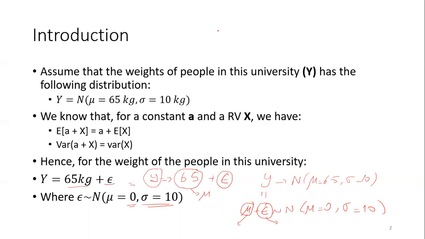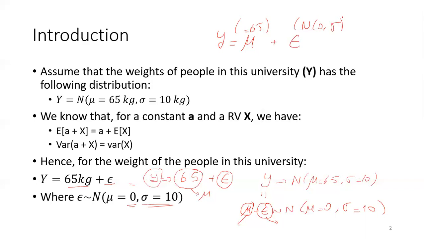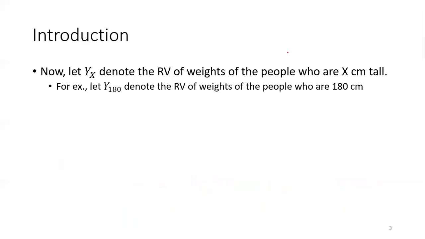Again, y is equal to its mean, which is 65 in our example, plus epsilon, which is normally distributed with mean 0 and with the same standard deviation. So again, I just divide y into two parts: a constant, which is the mean, and a normal random variable, epsilon, with the same sigma.